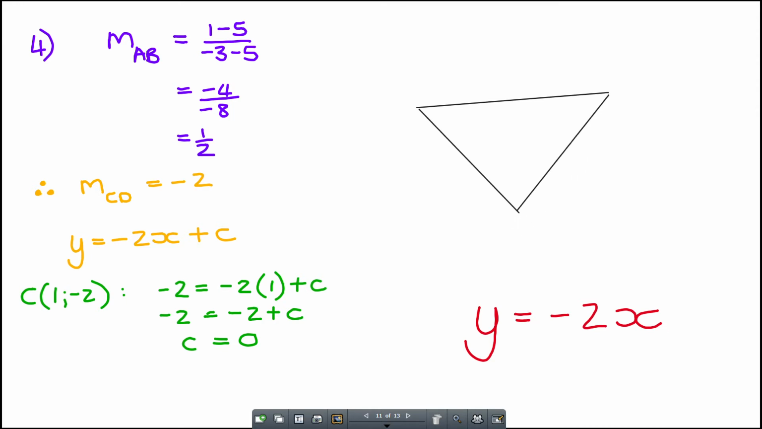Okay, and this was AB, there's point C, and they want the equation of CD, this line. Which lies perpendicular there. So if I can first get the gradient of that one, then I can make my deduction about what this gradient is. So here you'll see I begin by first quickly getting the gradient of AB. So difference in y over difference in x, and that gives me minus 4 over minus 8, which means that that will eventually be a positive half.